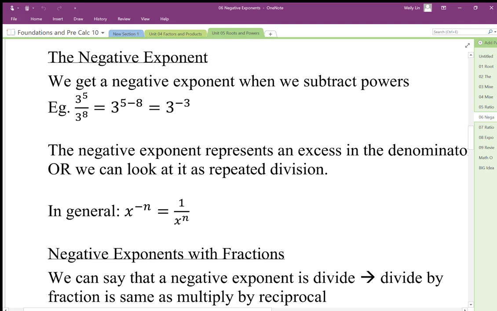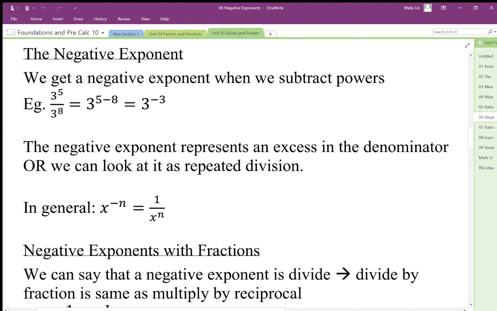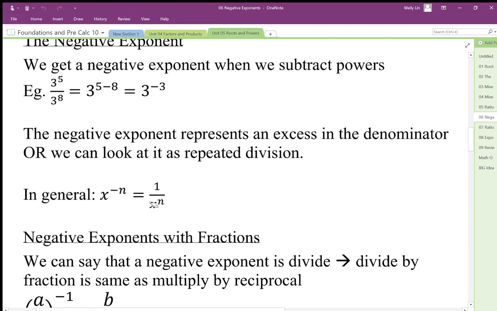Okay? So basically what the negative exponent means is we have more divides. Or in other words, the negative exponent represents a repeated division. So if I have 3 to the negative 3, instead of multiplying by 3 three times, I'm going to divide by 3 three times. Okay? And so any negative power represents an excess in the denominator, or repeated division.